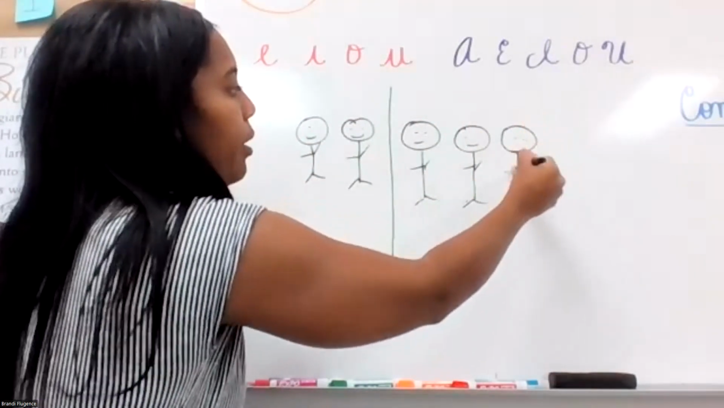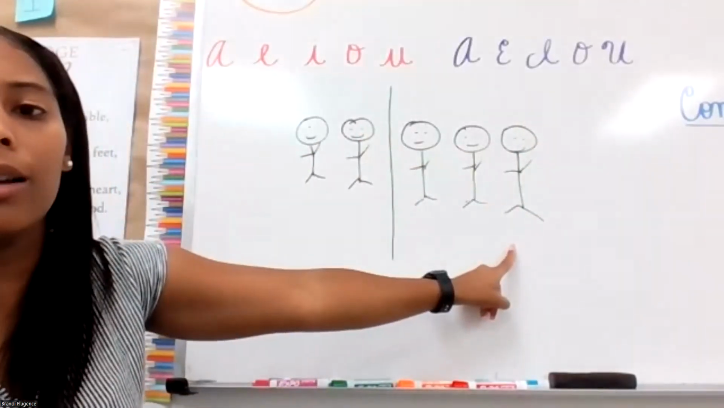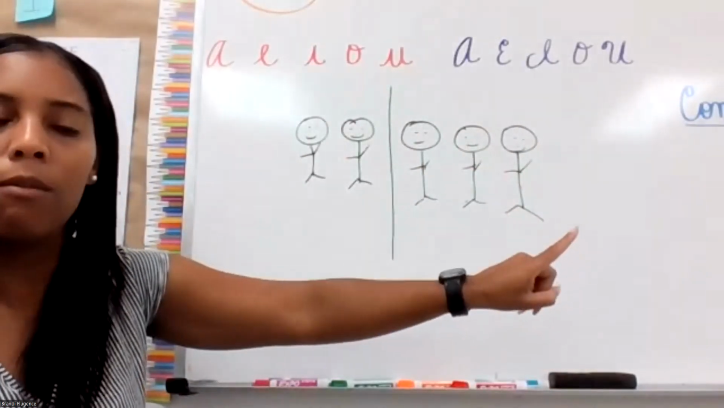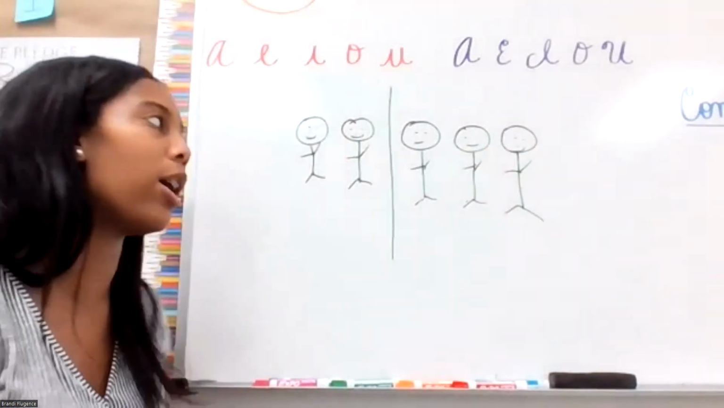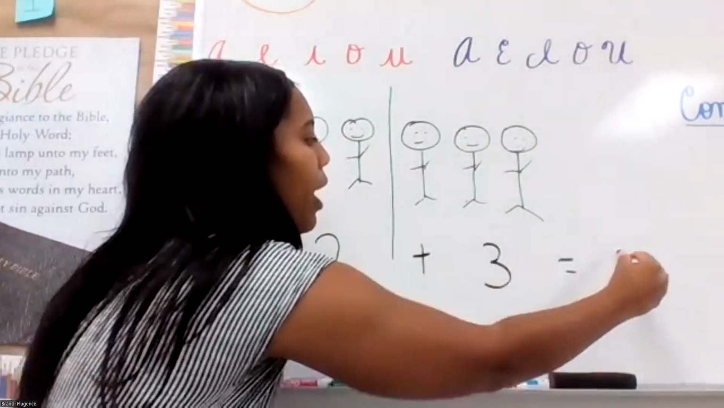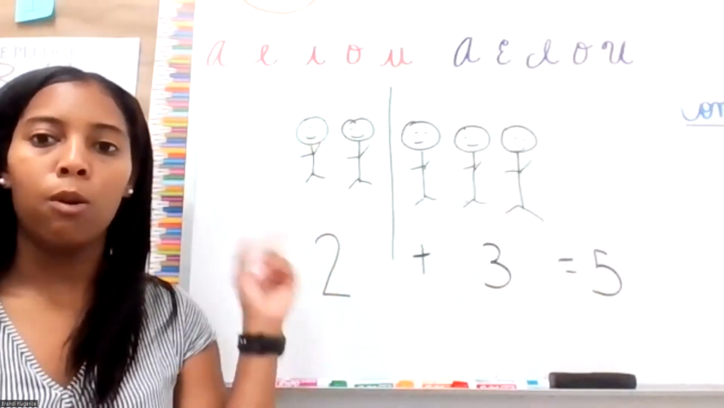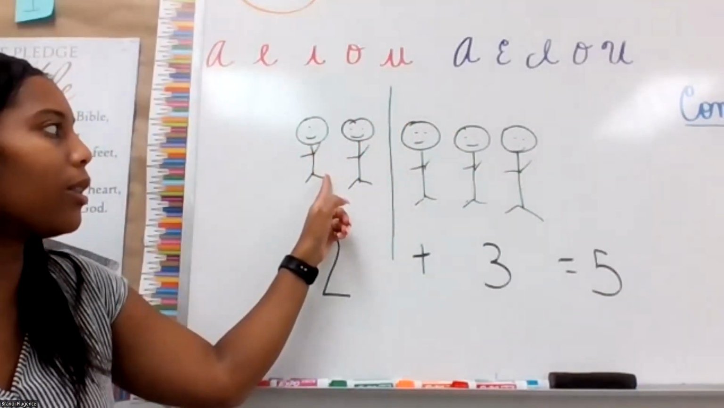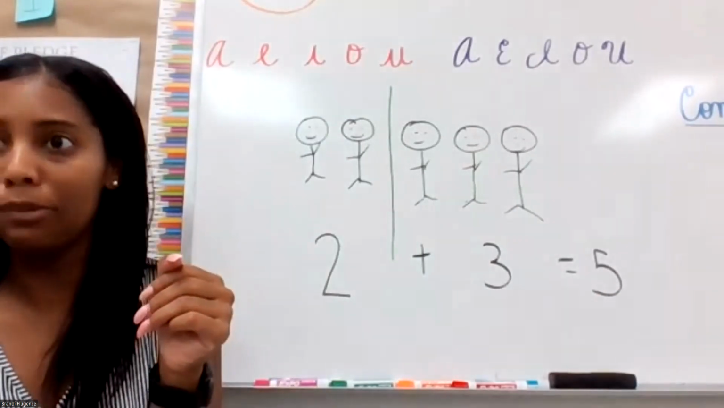Do you see what I just did? There were 2 girls in line, then 3 more girls came. How many girls do I have in line now? Tell me. 5. This is an example of a some more. There were 2, then I added 3. Now we have 5. That's how we create a picture. When we do some more, we always put the line to show that this is what we started with, and then we're adding some more. Do we see that? Yeah?